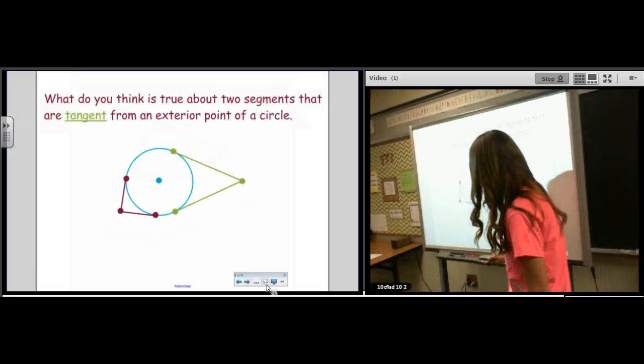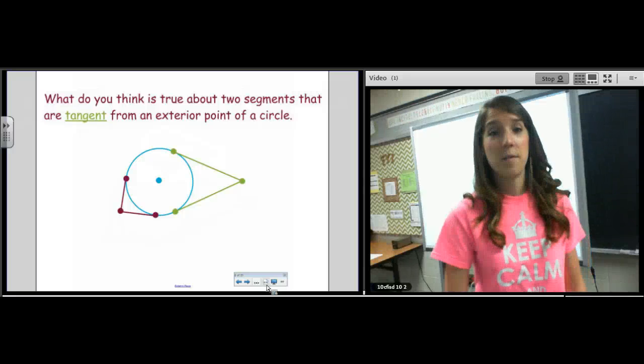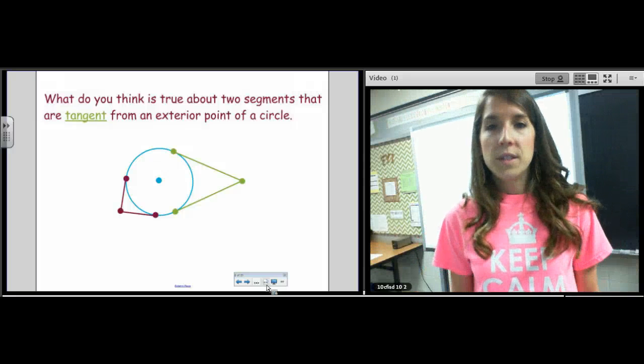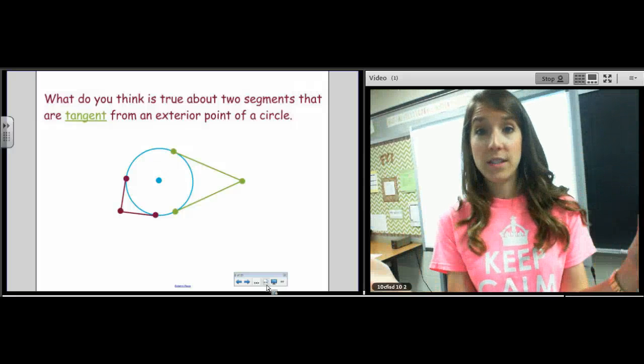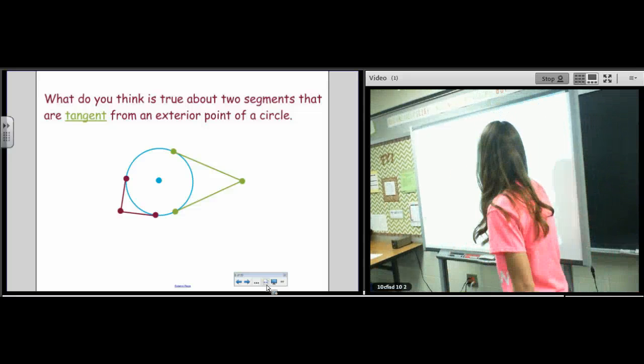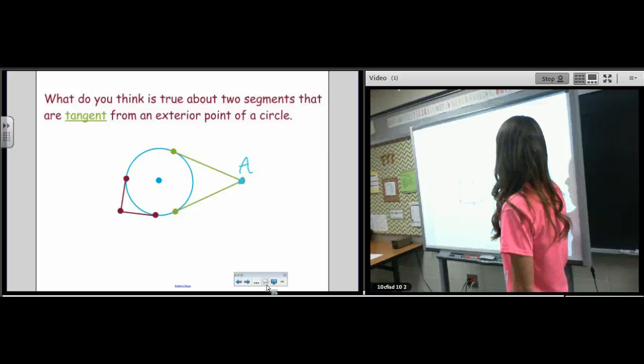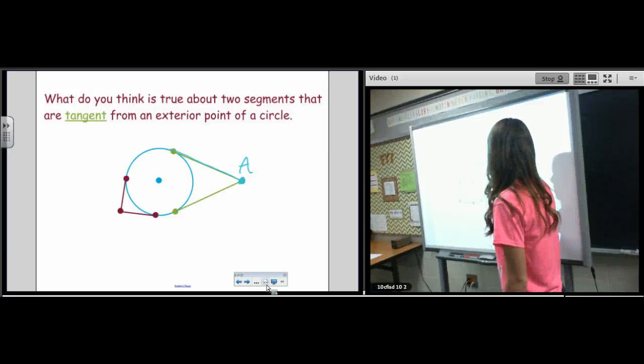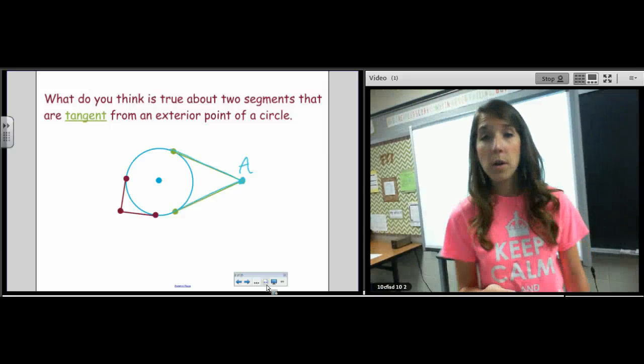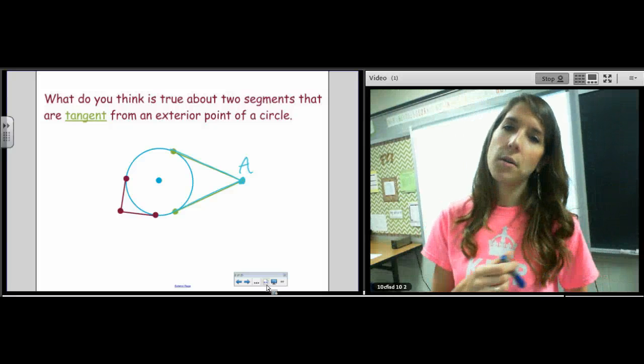So, let's see if we can come up with our first theorem of the day. I'm going to take a point outside the circle. I'm just going to grab a point. Let's call it A. From that point A, I'm going to draw both of the tangents that come from that point. That was one of your homework problems a couple days ago.